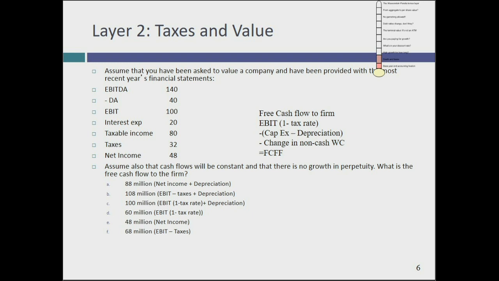Now, what seems to be missing? What have I not given you? I've not given you capex and I've not given you change in working capital, right? But why in this particular case can I get away with that? My cash flows are constant, there's no growth, therefore my reinvestment is zero. So all I need is my after-tax operating income, right? So what's the after-tax operating income of this firm? It seems obvious, right? Its EBIT is 100, taxes are 32.